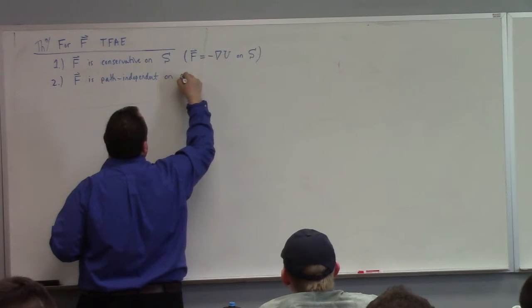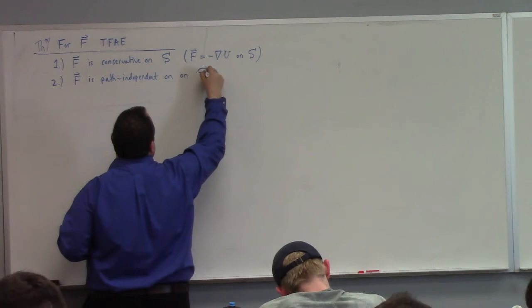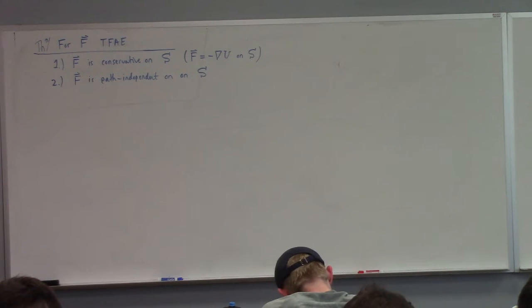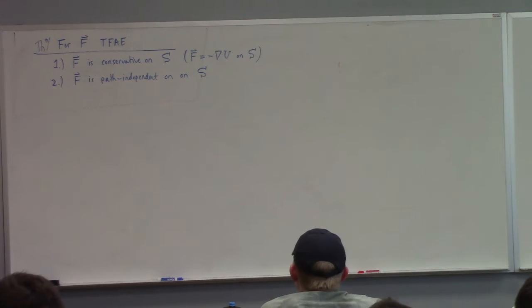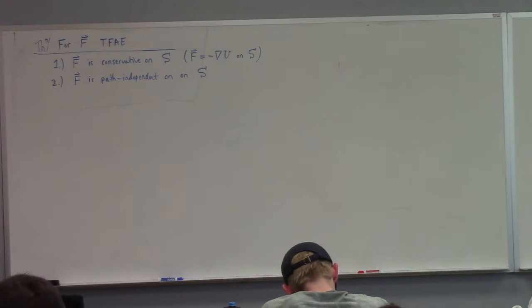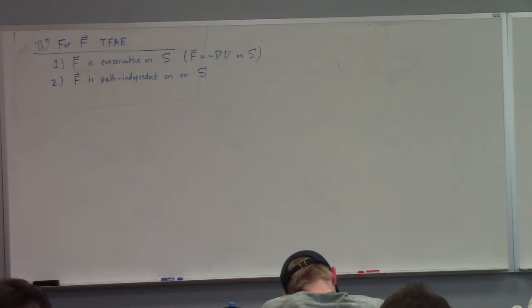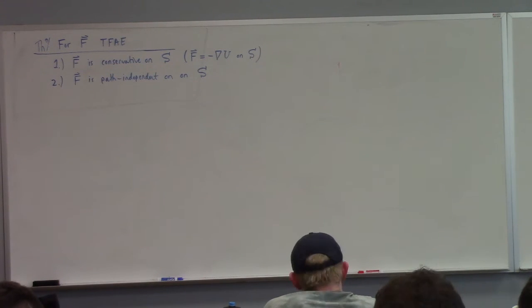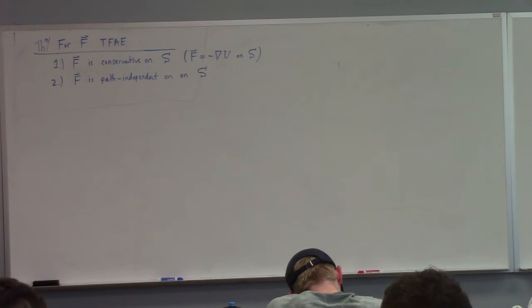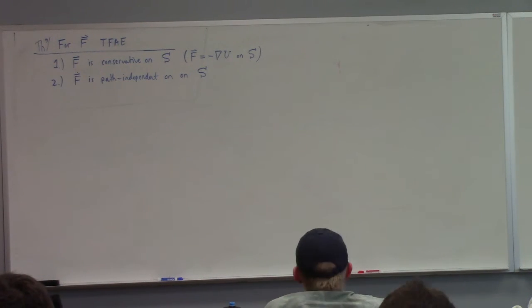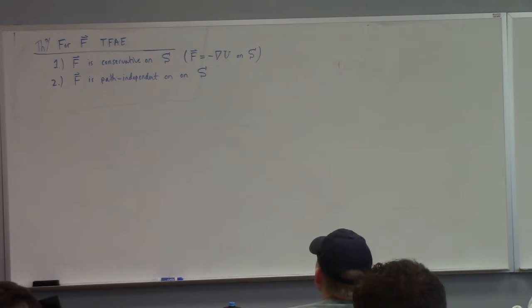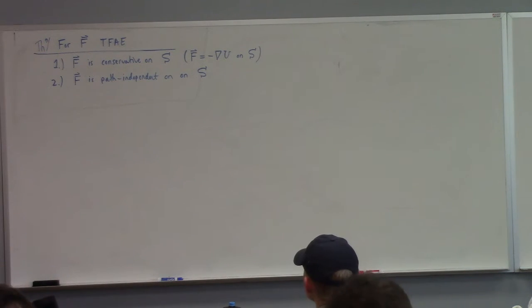Path independent on S. All right? Think about it. If we can calculate the work done for a conservative vector field, it's just equal to what? Minus the change in potential energy. What does that depend on? It only depends on the endpoints of the path that we're calculating the work, right? So it doesn't matter which path connects the endpoints. That's path independence. All right, so path independent.